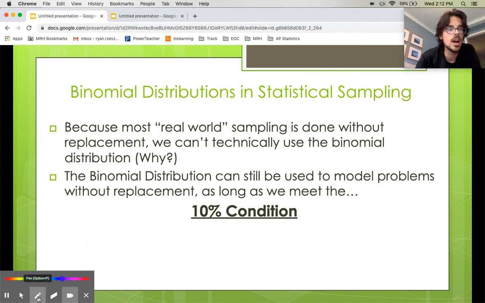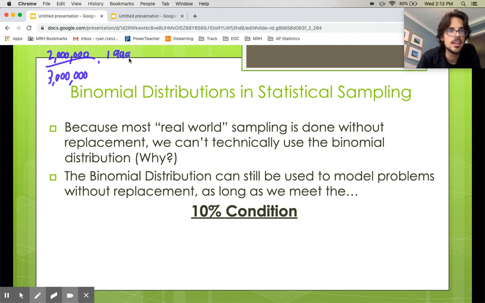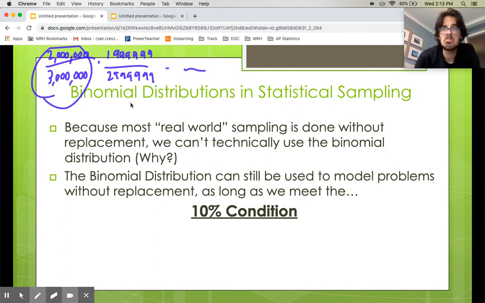Well, then I'm looking at like, I don't know, say 2 million out of 3 million people in the St. Louis region have brown hair. And then my next pick would be 1,999,999 out of 2,999,999, like this. And then I go to my next one. This decimal, almost identical to this decimal, almost identical to this decimal.